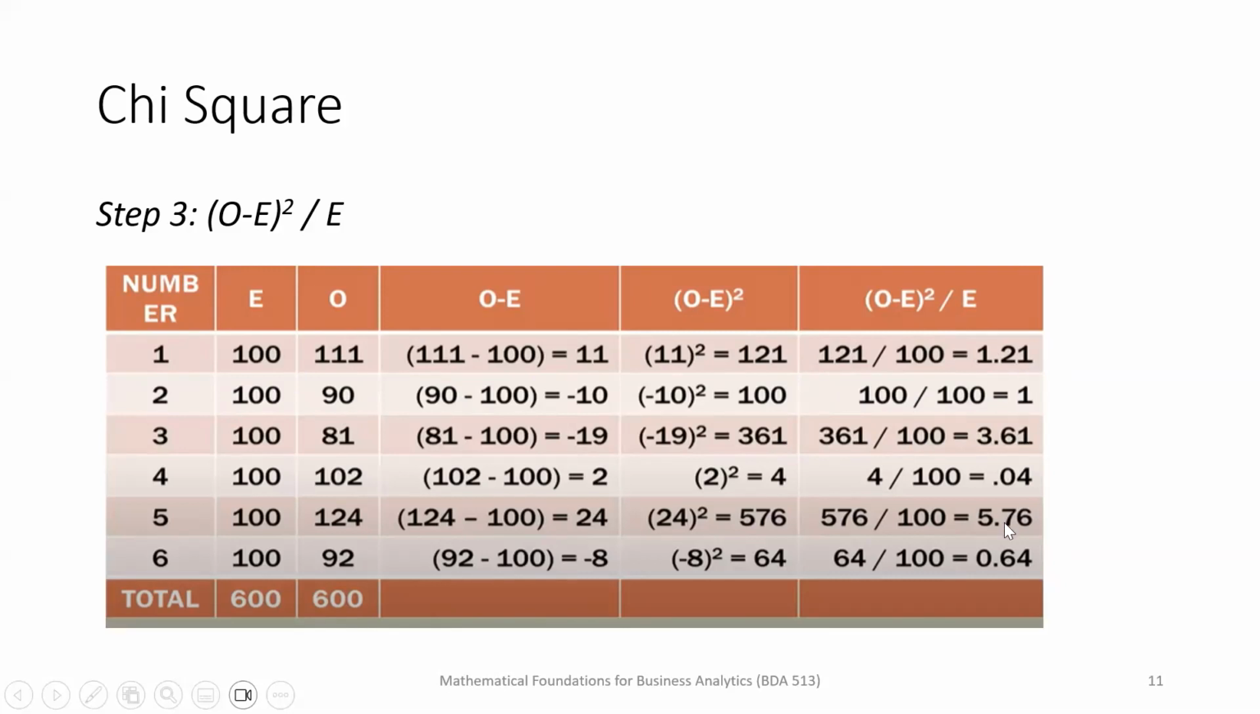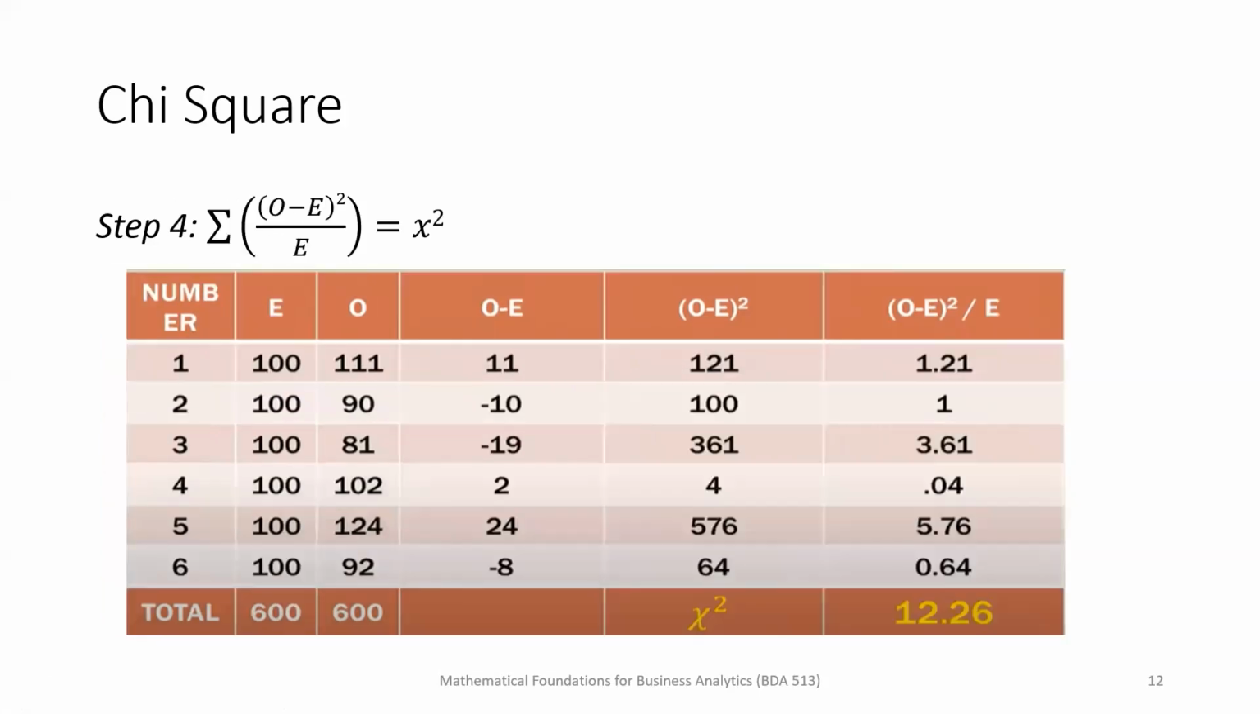So when you are done with this, you add them up. So you add the O minus E squared divided by E, whatever you get, add them up. That gives you your chi-square. Here our chi-square is 12.26, which is more than our critical value of 11.07.